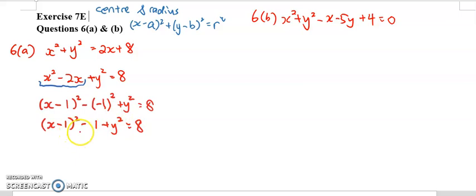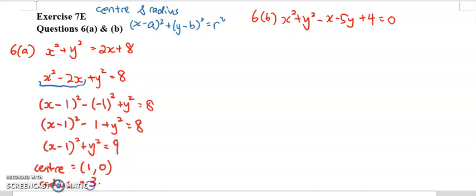remember the generic form, we have a numerical value, so we have to shift all the numerical values to the right hand side. So it becomes (x − 1)² + y² = 9. Now we can tell the center and the radius of this circle. The coordinates of the center will be (1, 0), with 1 coming from minus 1, and the radius will be the square root of 9, which is 3 units. So this is for part A.